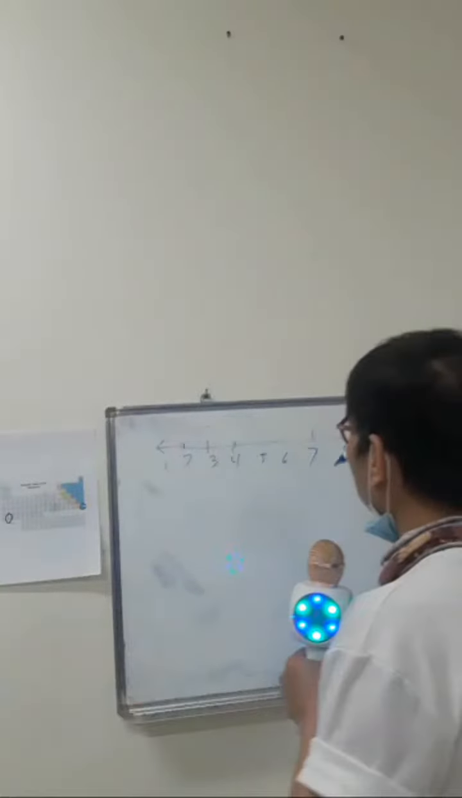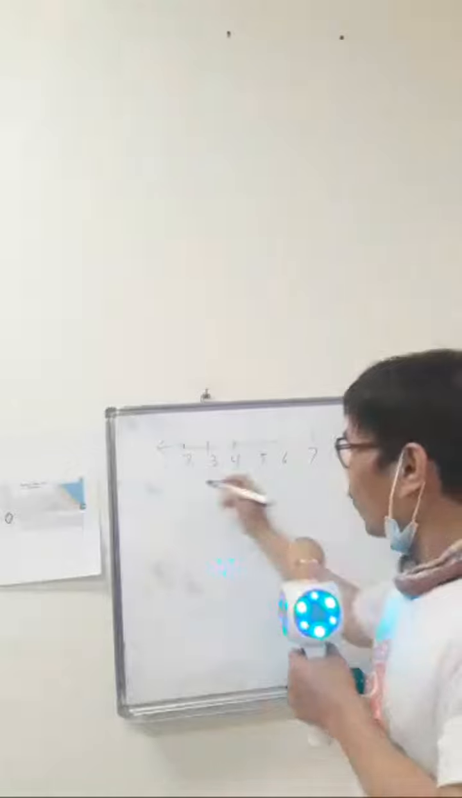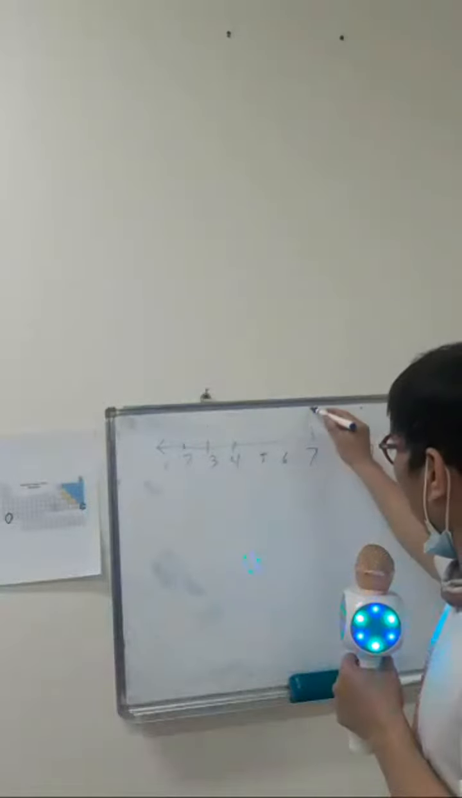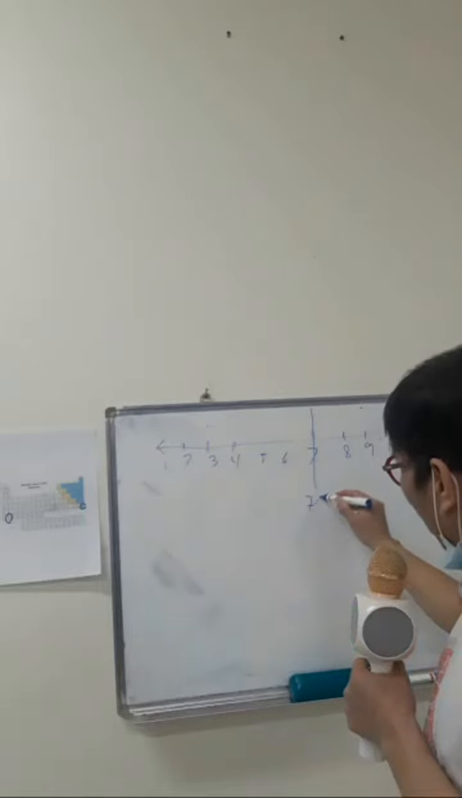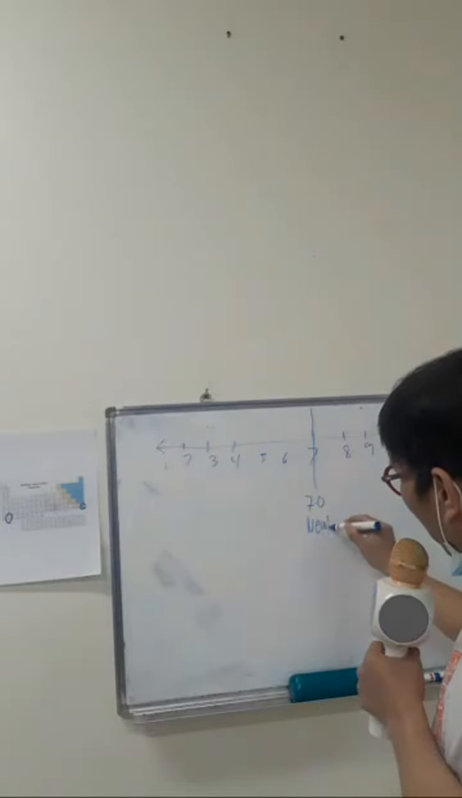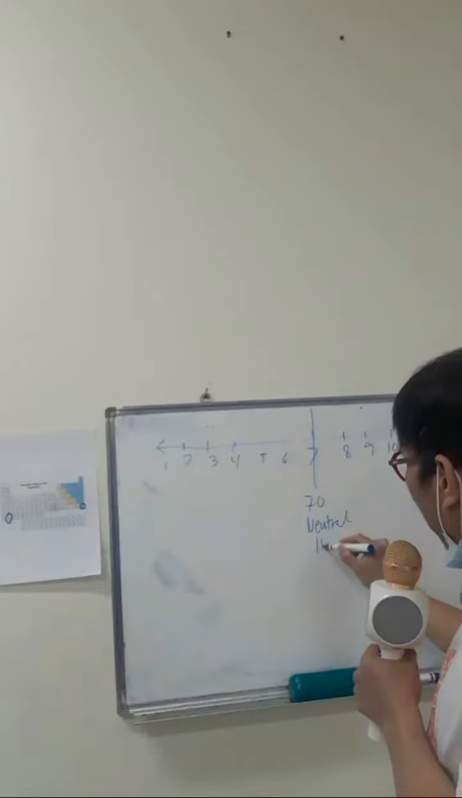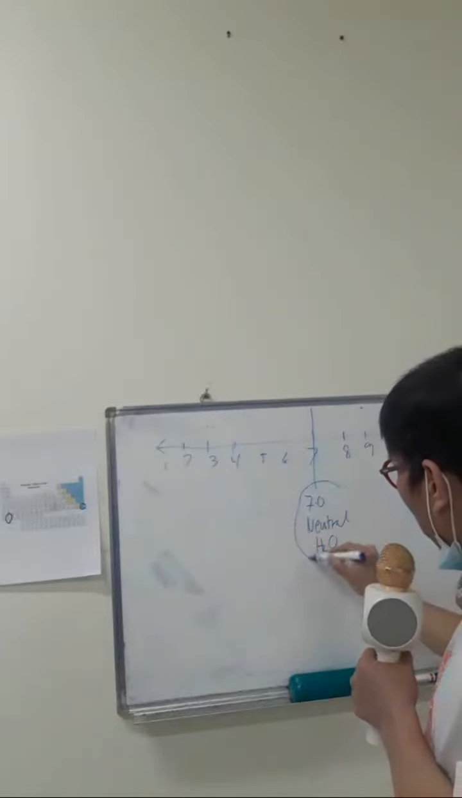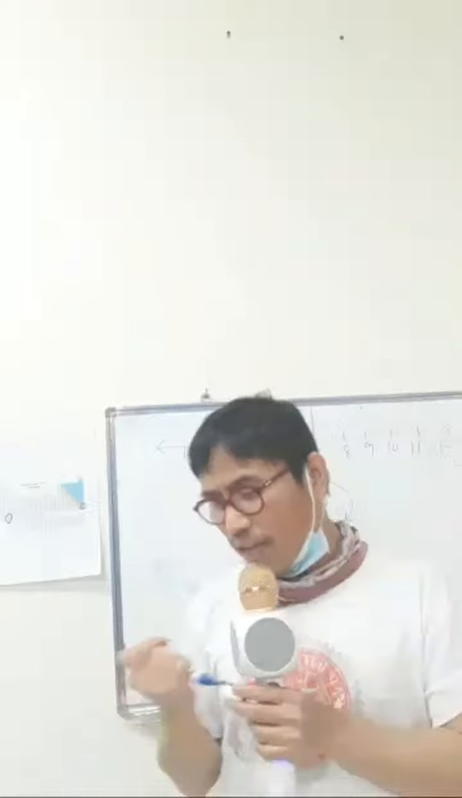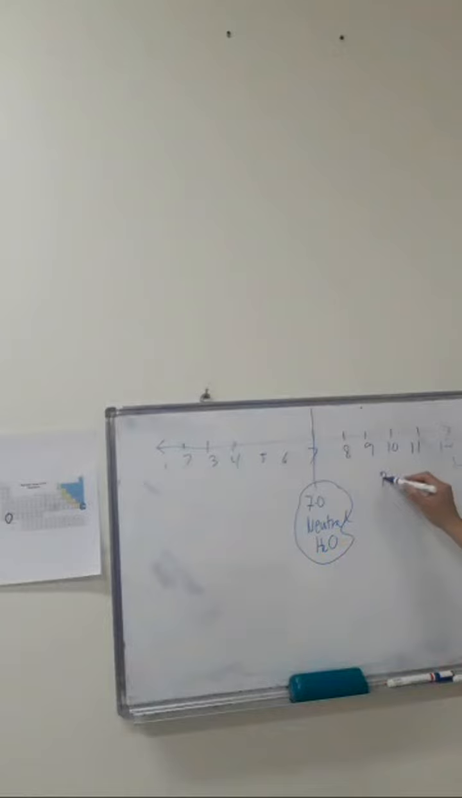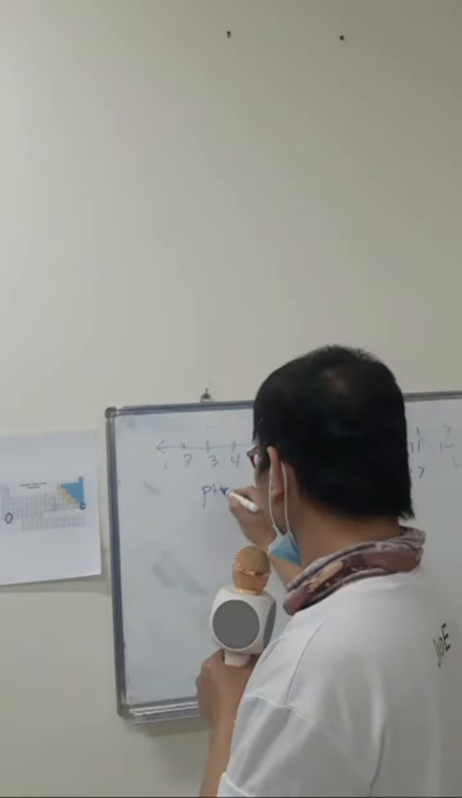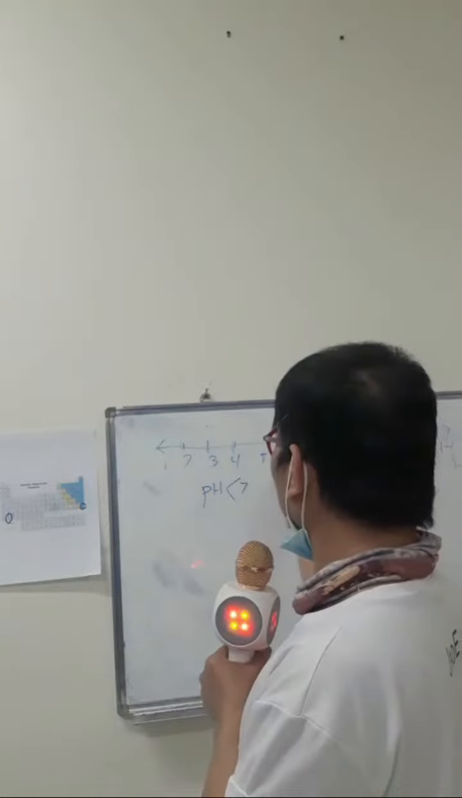Okay, now going back to this discussion from 0 over 1 to 14. Now 7 is our middle, and this is the neutral. Okay, neutral. And then water has a pH of 7. Water has a pH of 7, neutral. And then from 8 to 14, pH is greater than 7. And then pH is less than 7. So acid from 6 to 1.